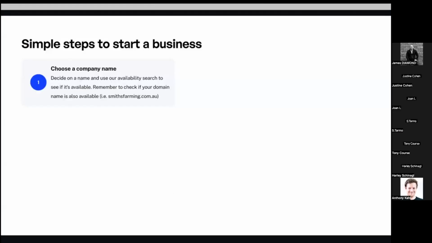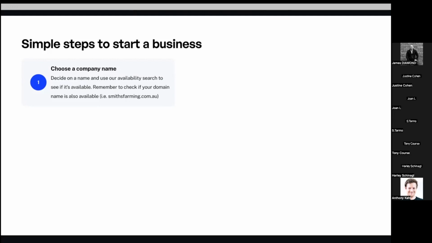So yeah, it'd be good to go through the basic steps of starting a business. And if you haven't already, I would assume that many people have, but if you haven't, through Easy Companies, it's a pretty straightforward process. So all you're doing is choosing a company name. You just go out there and see if it's available. If you do it through our website, it will tell you straight away, yes or no, this is available, or cannot be used. But keep in mind to check your domain name as well.